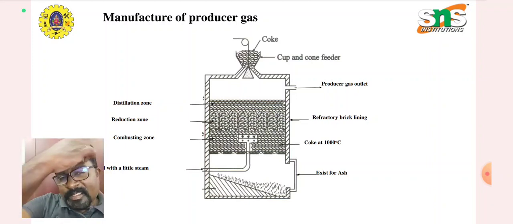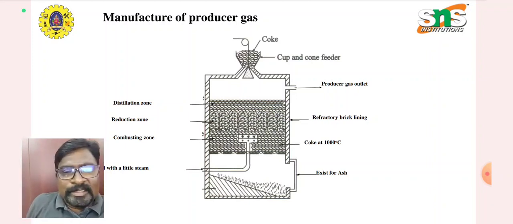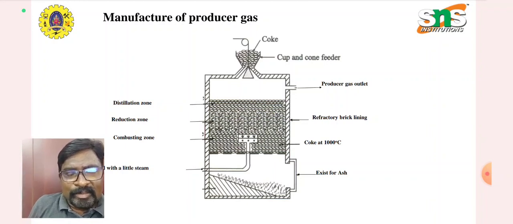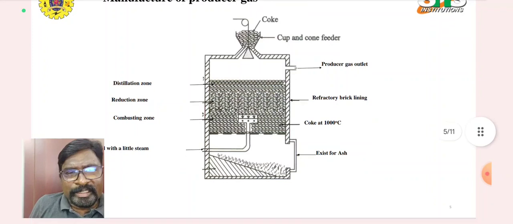So what is happening is, the coke is maintained at a high temperature of 1100 degrees Celsius inside the reactor, and the air along with the steam is made to pass over this red hot coke. Reactions are taking place in all these three regions: the combustion zone, reduction zone as well as the distillation zone. And on the right side you can see at the top there is a provision for taking the producer gas outside, as well as at the bottom a provision for removing the ash produced during the reaction.